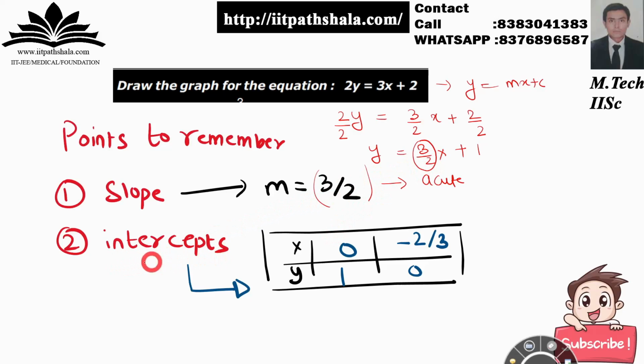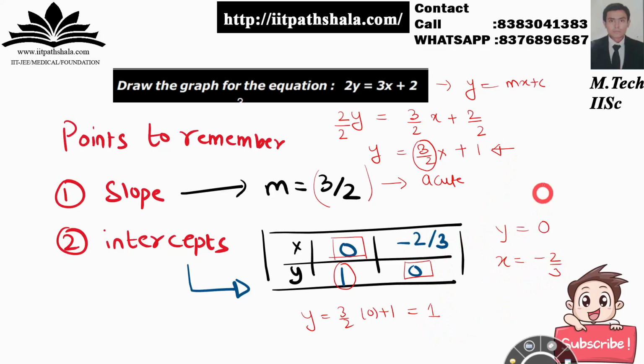Then you should find the intercepts. So just make a table over here, x and y. When you have x as 0, you will have y as 1. So just put x equal to 0 in the equation y equal to 3 by 2 x plus 1, and you will have y at x equal to 0 equal to 1 only. y is 3 by 2 times 0 plus 1, giving you a y value of 1. Now to find the intercept on the x-axis, just put y equal to 0. After putting y equal to 0 in the equation, you will have the value of x equal to minus 2 by 3.